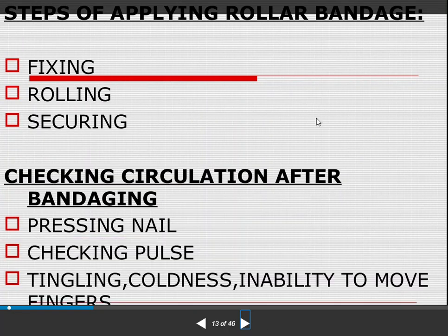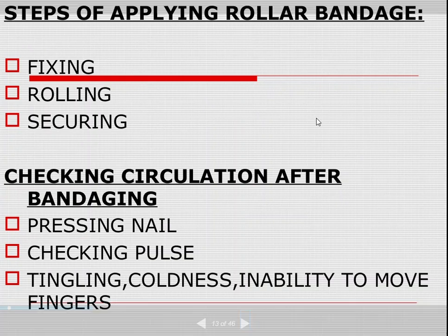Steps of applying the roller bandage. How can we apply the roller bandage? First we have to fix it, then rolling, and last is securing. Fix means we apply any medication, we apply the dressing, and we fix it on the wound site. Next is the rolling of the bandage, and last, secure the bandage to prevent displacement.